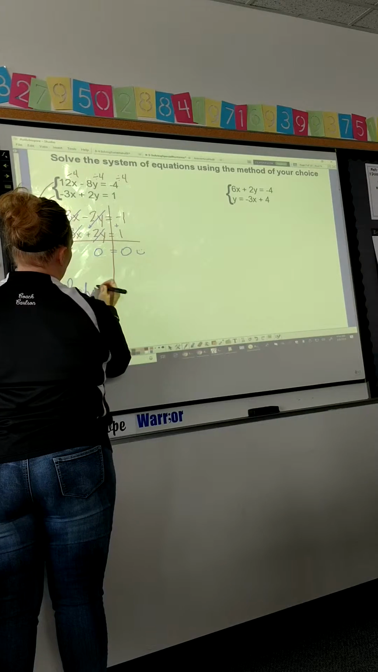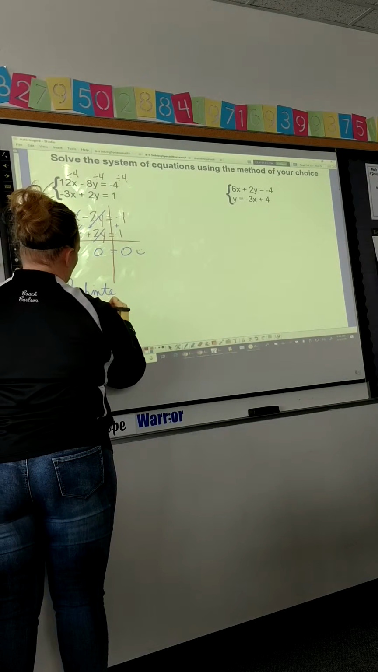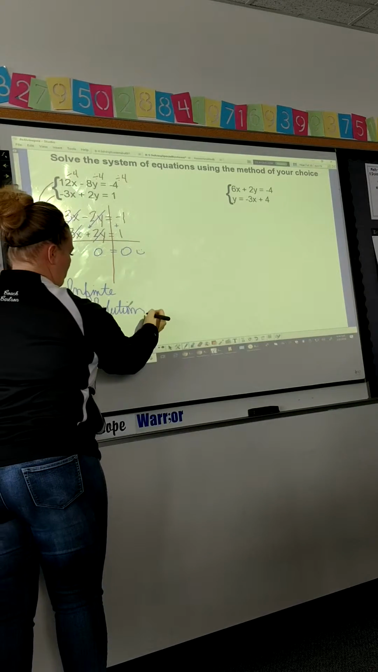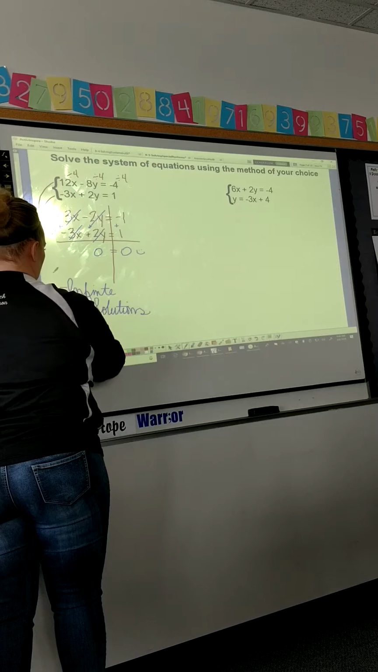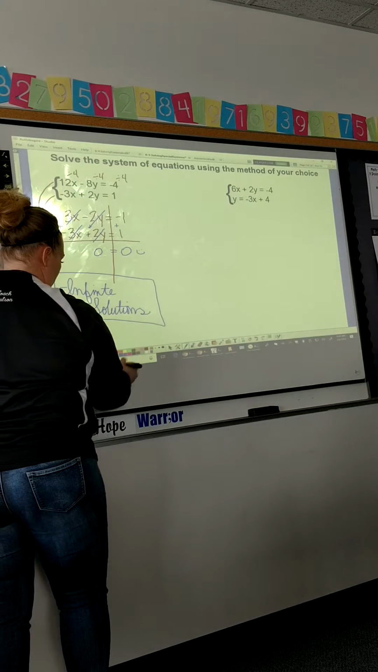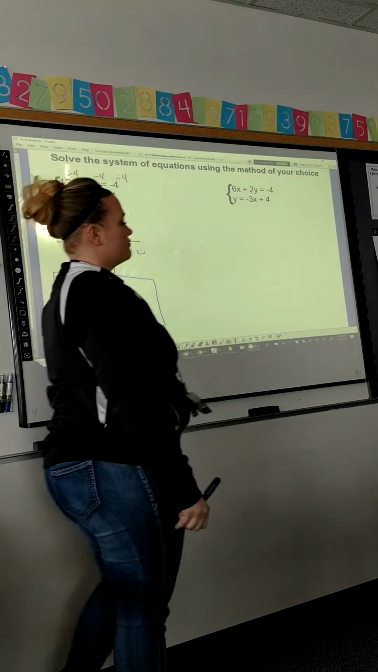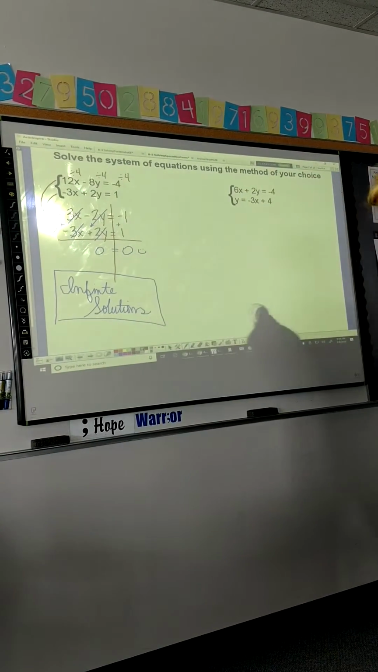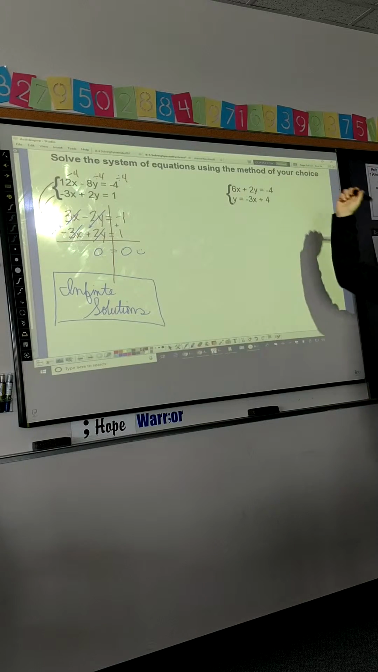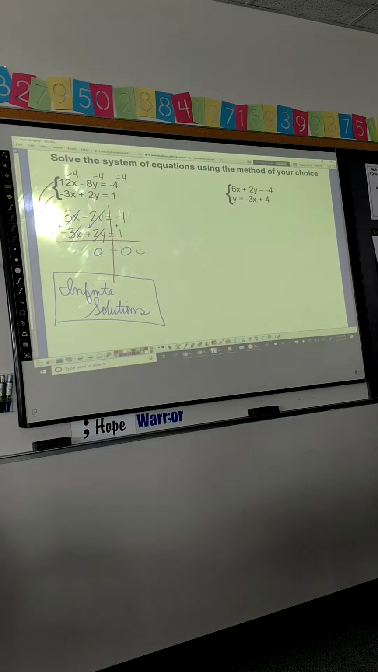What's another word for infinite solutions? What else might you see? All solutions, many solutions. Yep. What about infinitely many solutions? Sometimes they say infinitely many, which is a little redundant, but we'll see that sometimes. I don't do that. With this next one, which method would make the most sense? Elimination, substitution, or graphing?